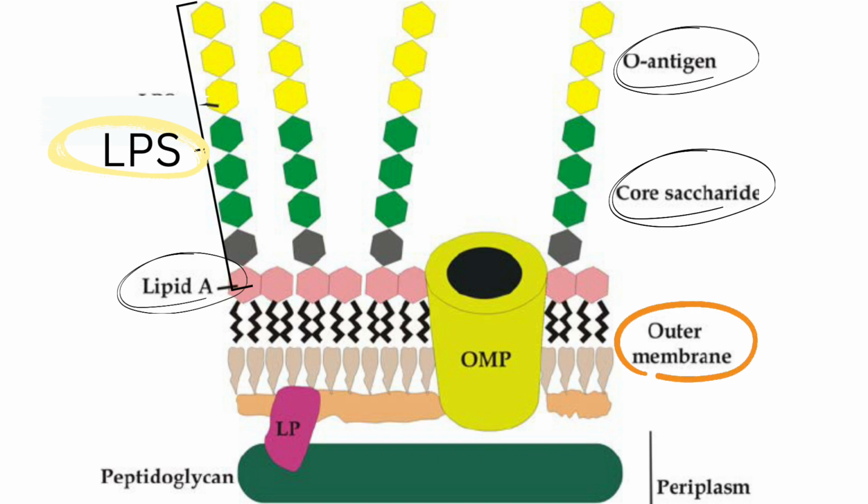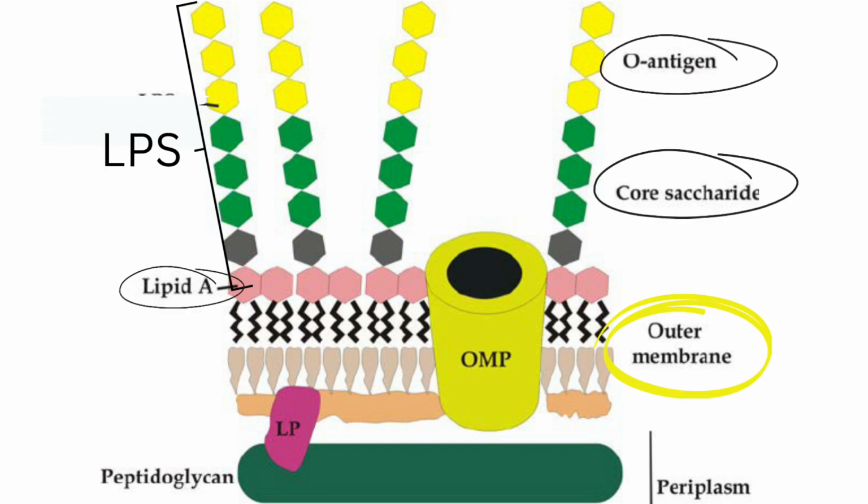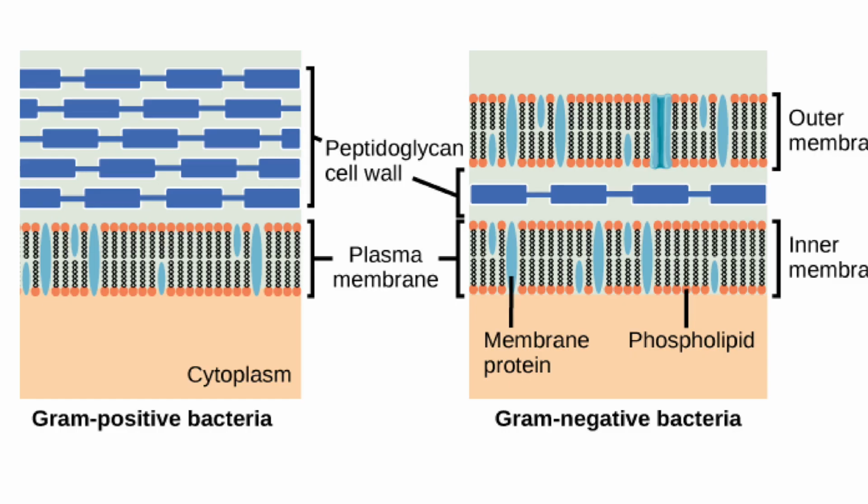And the O antigen, the outermost part of LPS, is involved in immune recognition and antibody attachment. This is the general role of LPS components in interacting with the immune system and their contribution to bacterial pathogenicity. The outer membrane is only present in gram-negative bacteria.